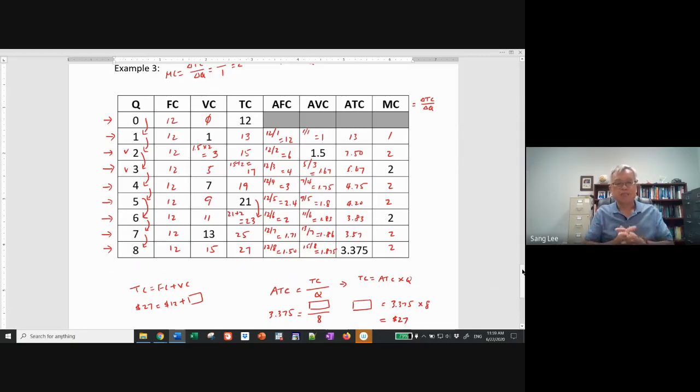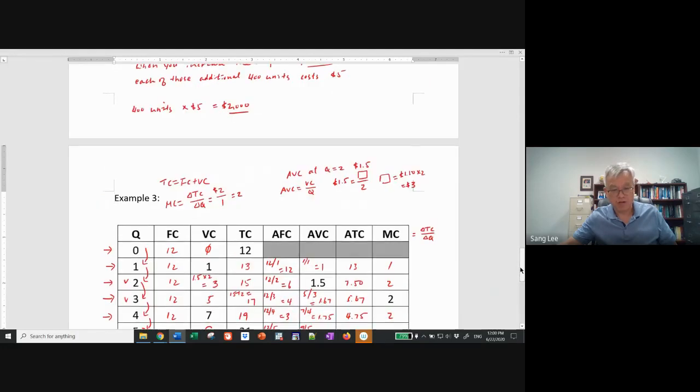So it looks very challenging, but actually it is not, okay? The first couple of steps are very important when you try to complete a table like this. First thing is what? Variable cost at 0 output is always equal to 0. And the fixed cost is always the same. Once you understand this, the rest is pretty much straightforward.